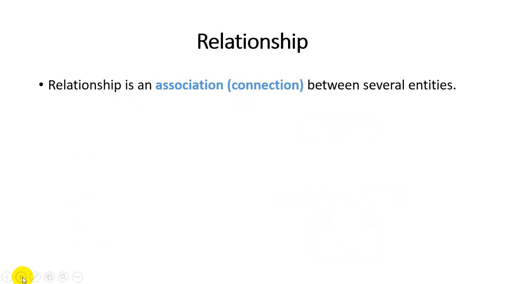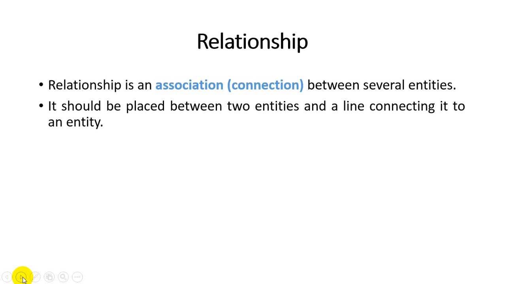What is a relationship? A relationship maintains the connection between different attributes as well as entity sets, or we can say entities connected with each other are known as a relationship. A relationship is an association, or we can say a connection, between several entities. So what are entities? It is simple, as we saw in the previous slides. Whenever we need to connect different entities, the connection is known as a relationship.